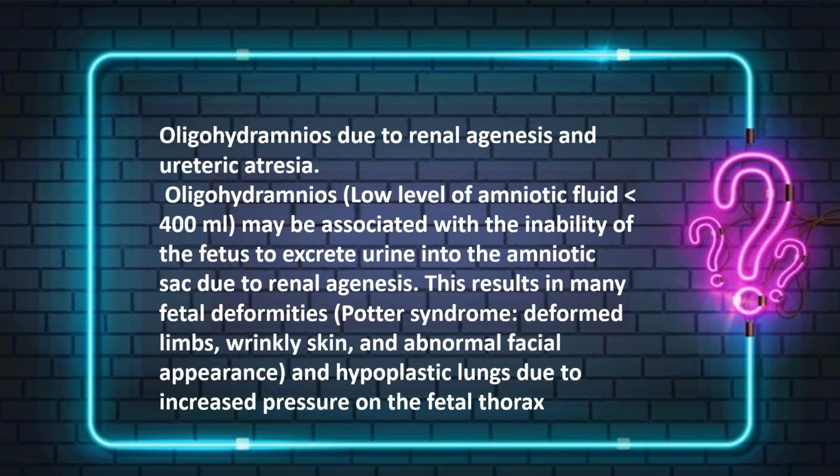Oligohydramnios is due to renal agenesis and ureteric atresia. What is oligohydramnios? Low level of amniotic fluid, that is less than 400 ml. It may be associated with the inability of fetus to excrete urine into amniotic sac due to renal agenesis. This results in many fetal deformities, for example, Potter syndrome. Potter syndrome is deformed limbs, wrinkly skin, abnormal facial appearance, and hypoplastic lungs due to increased pressure on the fetal thorax.